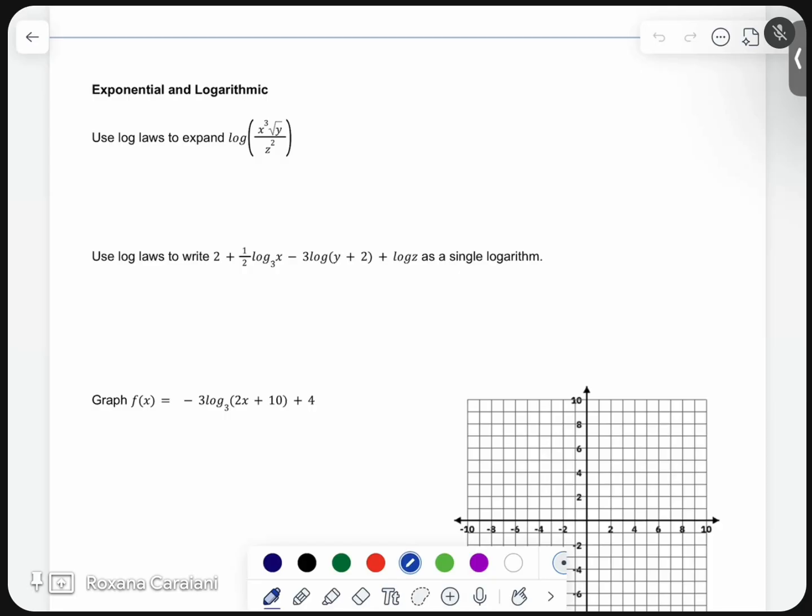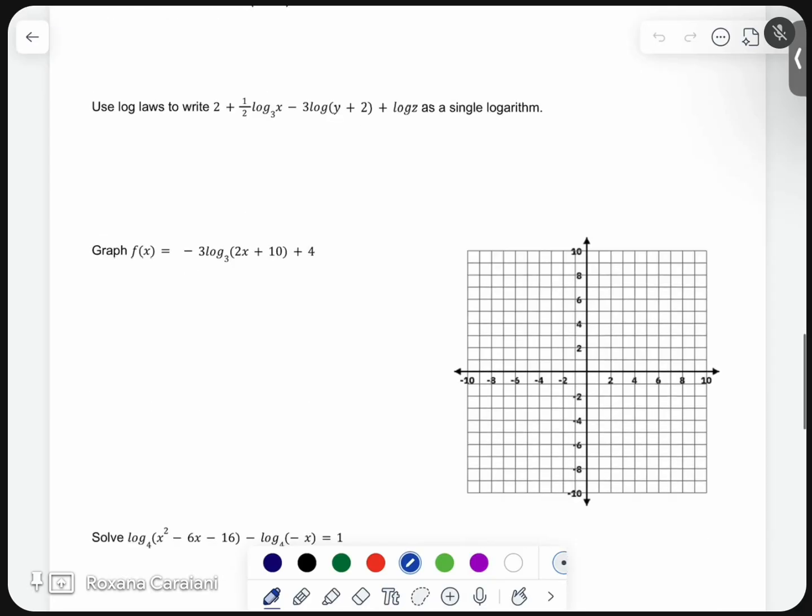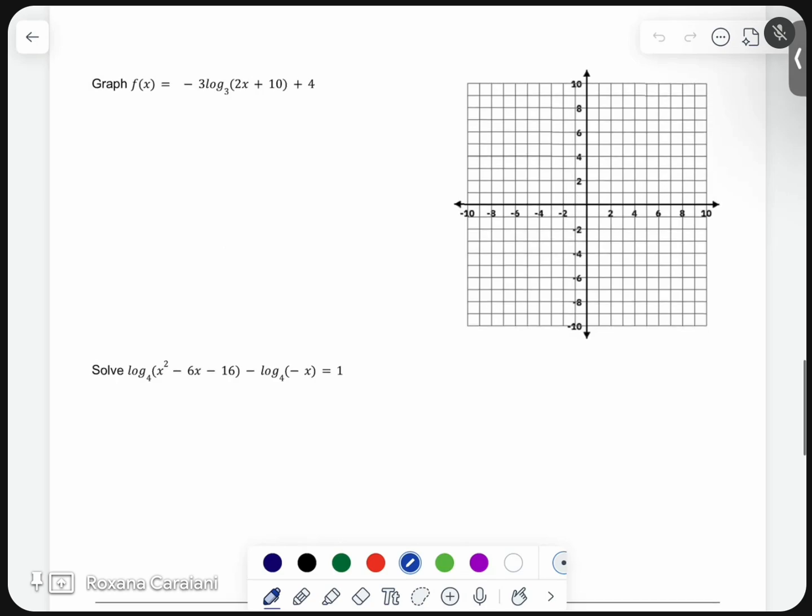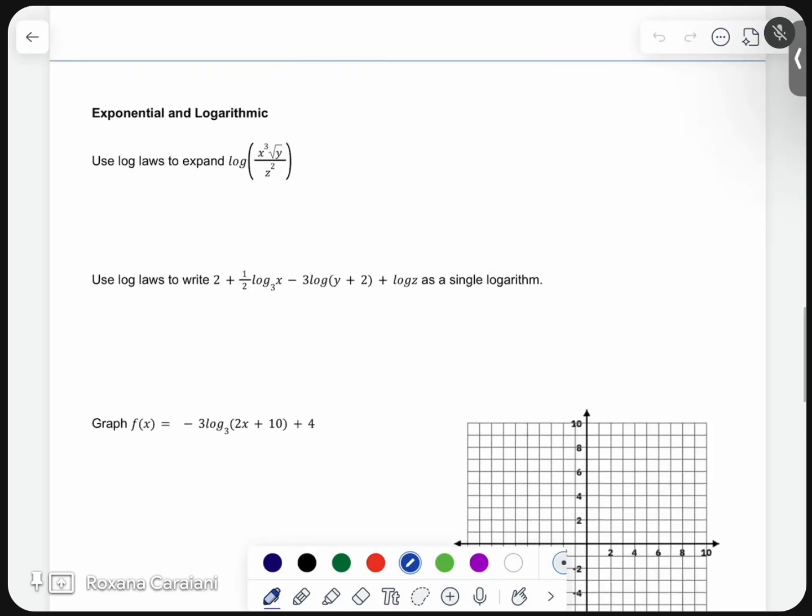So, I'm going to do a little bit of review on the exponential and logarithmic functions. Our first two questions, we're going to recap the logarithm laws, how to expand and how to simplify expressions. Then I have a graphing question using mapping rule, and then I have an equation where we will also go over restrictions. Okay, so we're going to start with the log laws.